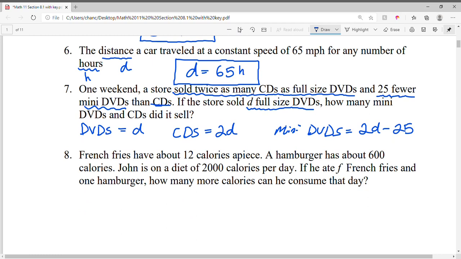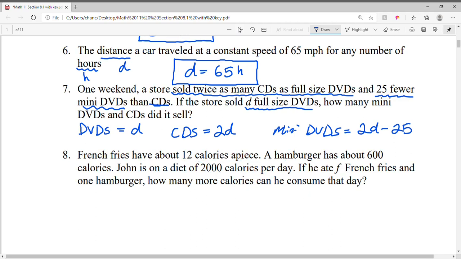Question 8. French fries have about 12 calories apiece. A hamburger has about 600 calories. John is on a diet of 2,000 calories per day. If he ate F French fries and 1 hamburger, how many calories can he consume that day?